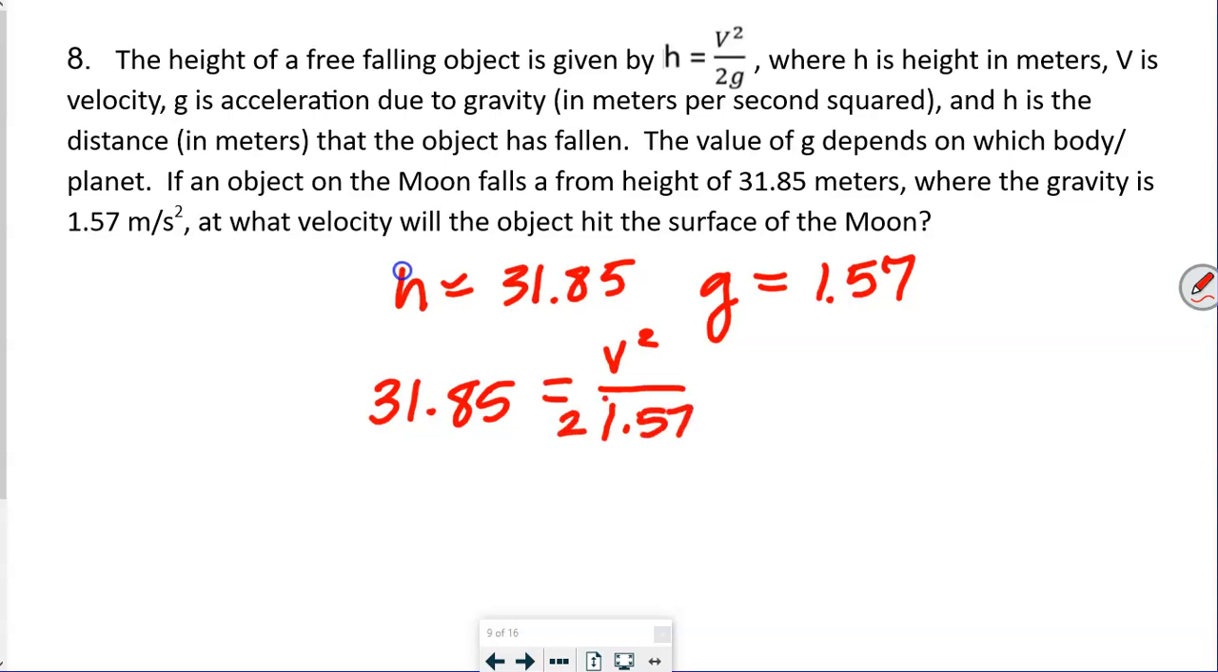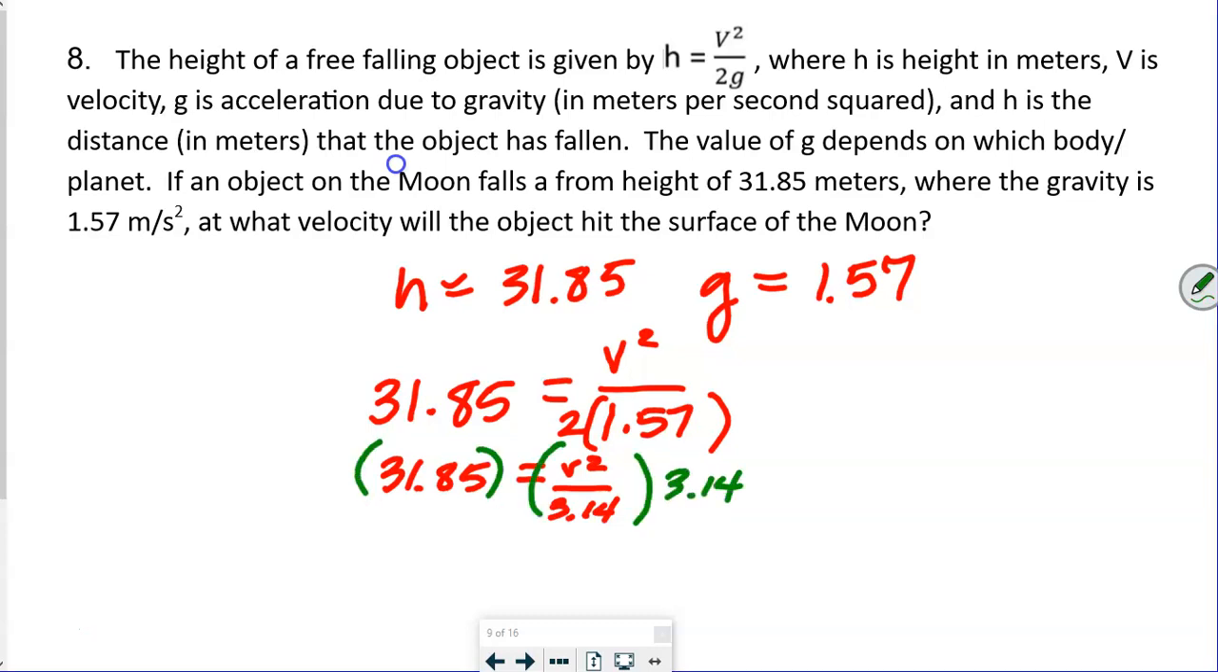Oh, 2 times 1.57. Sorry, I almost missed that. All right, so let's just go ahead and multiply that 2 times the 1.57. And when we do that, we get 3.14. So this is going to be 31.85 is equal to v squared over 3.14. Now to get rid of that 3.14, don't we need to multiply both sides by 3.14? So that's what we're going to do.